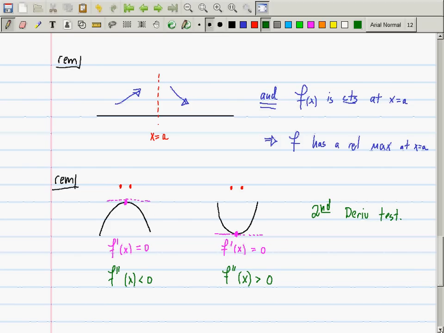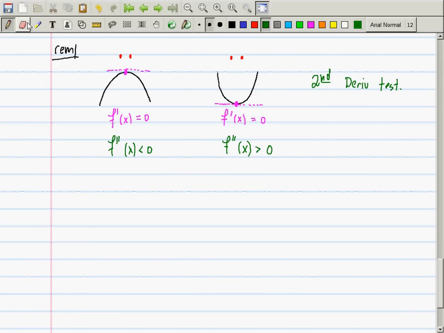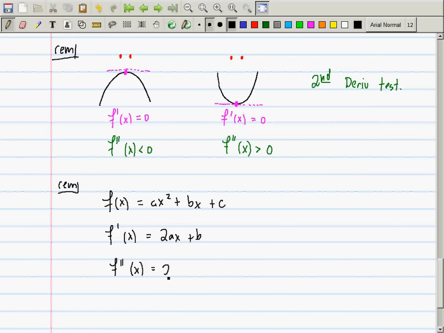Now, considering the second derivative test, there was a question on the take-home quiz. I said, here is a quadratic. f of x is ax squared plus bx plus c. Well, the first derivative is 2ax plus b, and the second derivative is 2a. The only critical number is where the first derivative is 0, which is at x equals negative b over 2a. It has exactly one critical number.